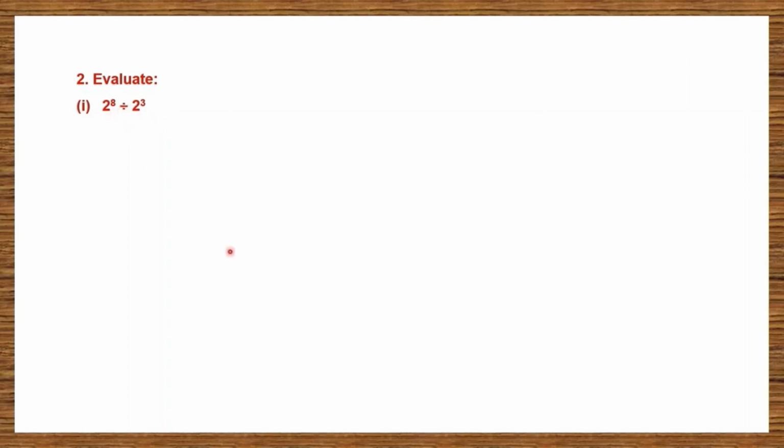So the first step is we're going to write this in the fraction form. That is 2 raised to the power of 8 divided by 2 raised to the power of 3 in the fraction form. So this will be, since the base is the same, we write same base 2 raised to the power of 8 minus 3. Remember, you subtract the smaller power from the bigger power. So this is 2 raised to the power of 8 minus 3. So 8 minus 3 is 5.